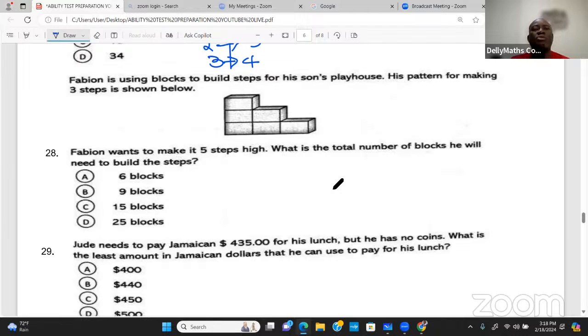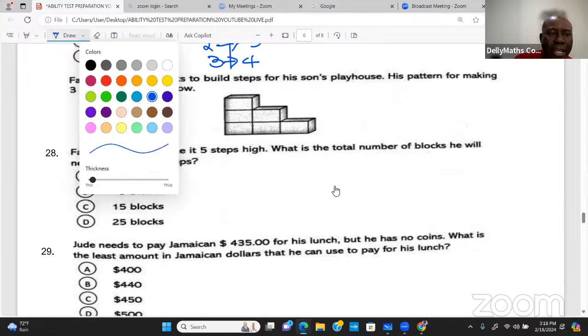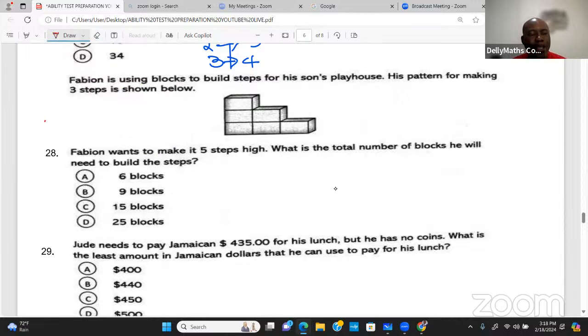So Fabian is using blocks to build steps for his son's playhouse. His pattern for making 3 steps is shown below, right? So that's the pattern for making 3. Now let us see what else they're going at. The question says Fabian wants to make 5 steps. All right, 5 steps. What is the total number of blocks?